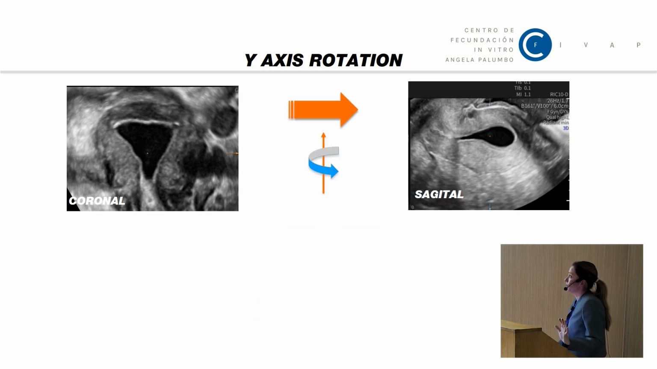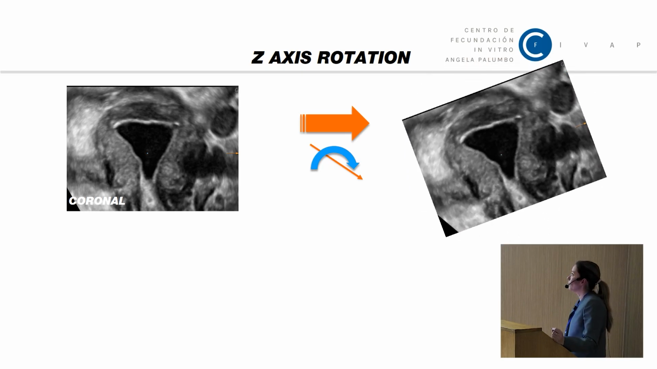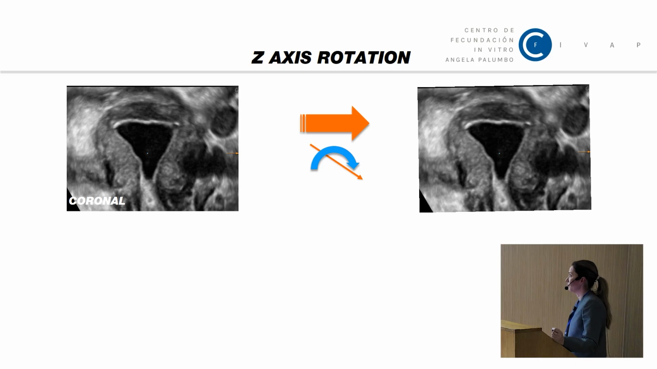If we have the uterus in the coronal plane and we rotate it in the Y-axis, we will have the sagittal view, because the uterus will do the same movement as a ballerina in a music box does. And finally, if we have the coronal plane of the uterus and we turn it in the Z-axis, the uterus will move like the hands of a clock.